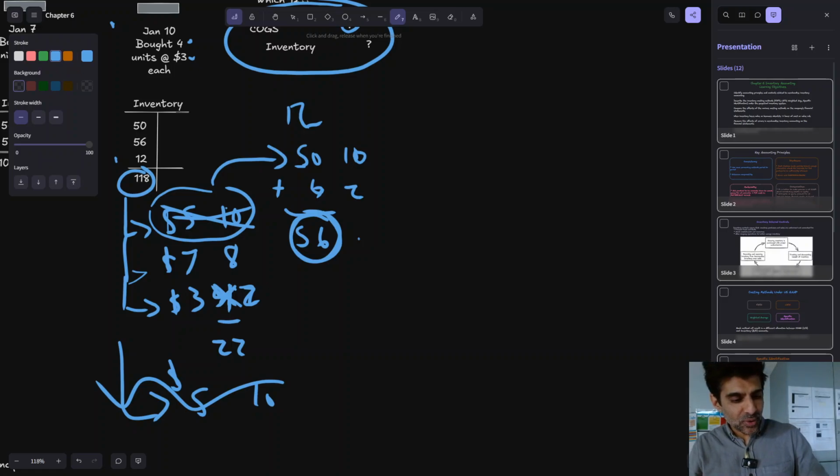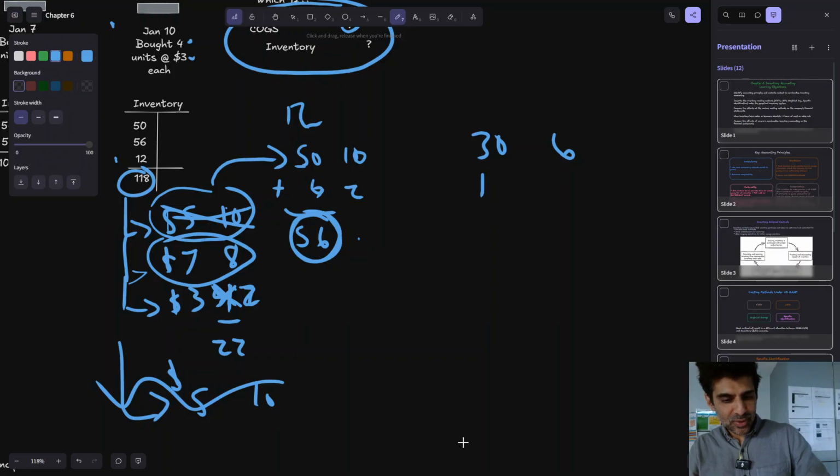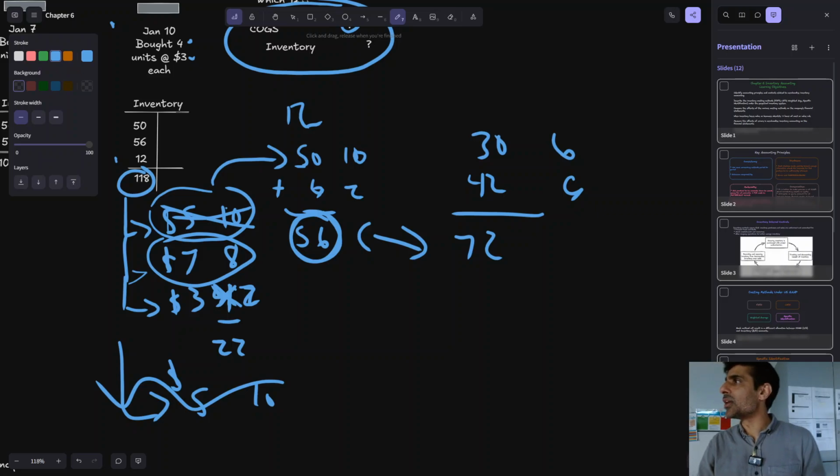Okay, I could also do, instead of 10 from this $5 bucket, I'm going to do 6. So 6 times 5 is $30. And then I can do 6 from here. Okay, so if I do 6 from here, 6 times 7 is 42. Okay, so now my cost of goods sold is 72. Okay, so the same 12 units, but I have 2 totally different costs of goods sold, just depending on which of these buckets I chose from.